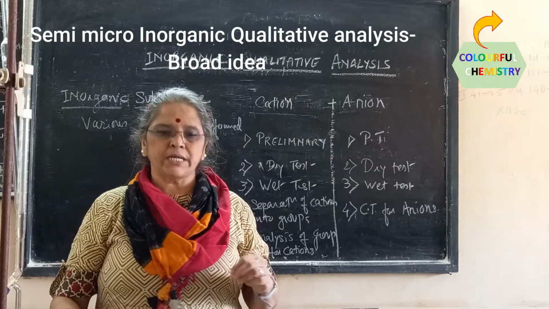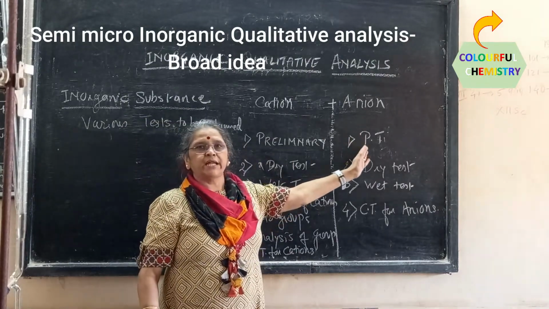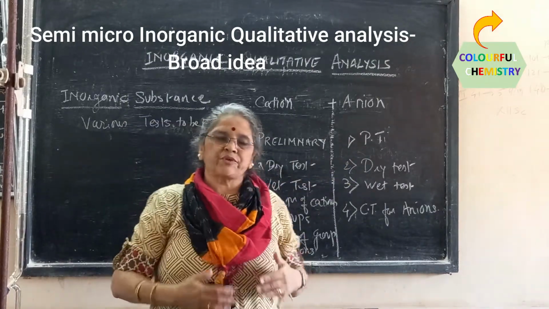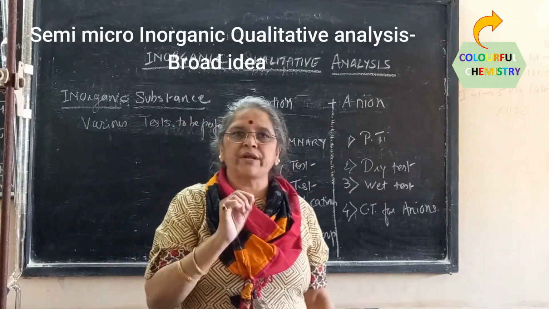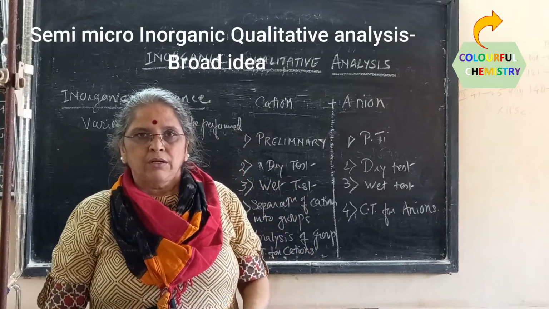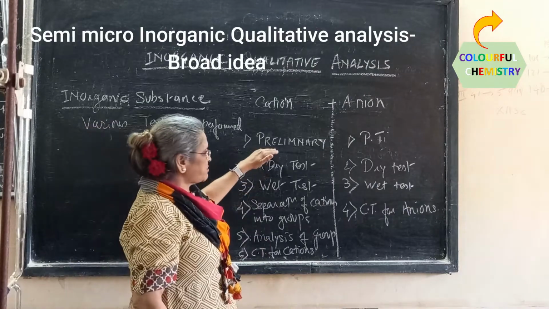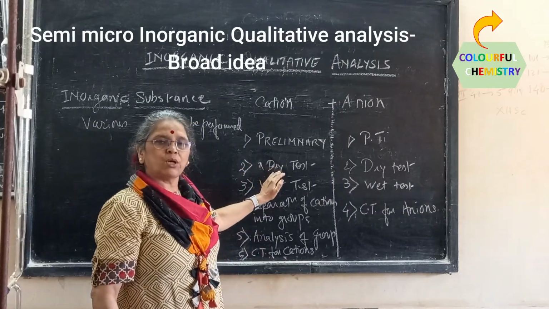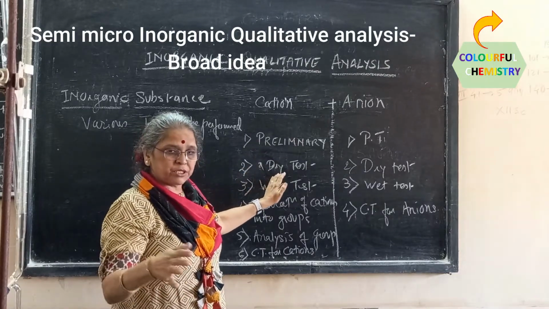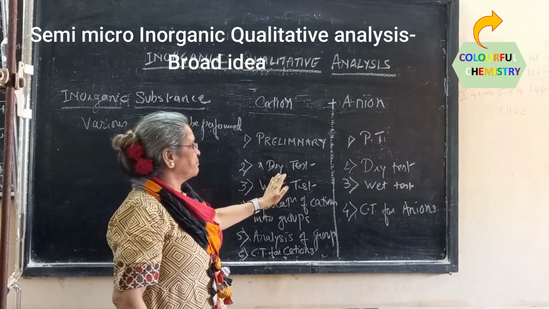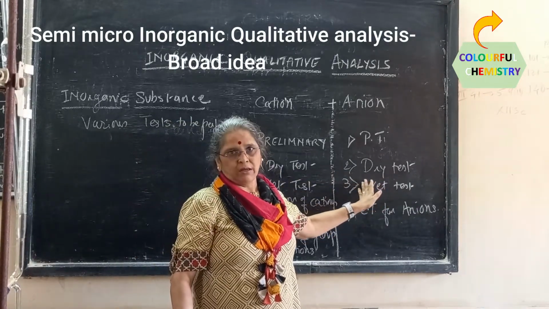Now preliminary tests are actually for both cations and anions. So by performing a series of tests, initially at least, you get a clue regarding the presence of a cation and an anion. Now you go on to perform the dry test. Some of the preliminary tests also consist of dry tests for cations, especially for this lab manual which we have designed. And there are special dry tests on page number 61 of your lab manual.